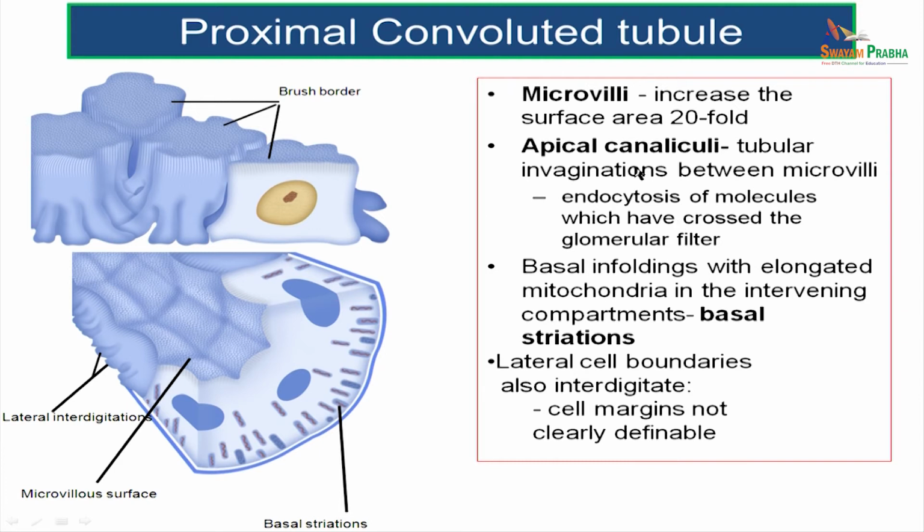There is importance for these apical canaliculi also. They endocytose molecules which have crossed the glomerular filter. The function is endocytosis. Also in the cuboidal cell, you can see some basal infoldings with mitochondria in between, which are called basal striations. Basal striations are seen in the cells of the PCT. Also, lateral cell boundaries interdigitate, that means cell margins are not clearly definable.